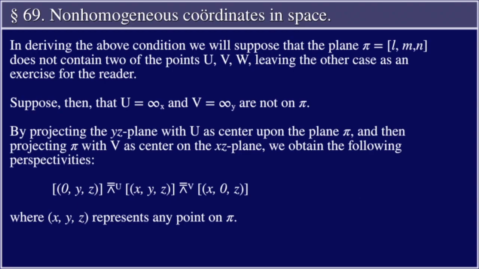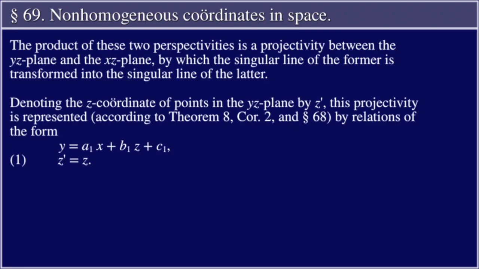0yz is perspective with center u to xyz, is perspective with center v to x0z, where xyz represents any point on pi. The product of these two perspectivities is a projectivity between the yz plane and the xz plane, by which the singular line of the former is transformed into the singular line of the latter, denoting the z-coordinate of points in the yz plane by z prime.